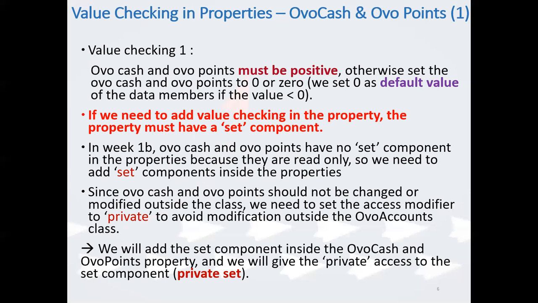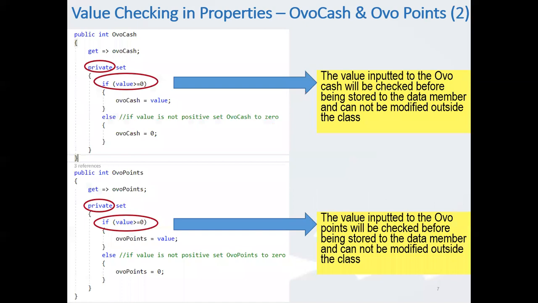How to avoid that? Well, we can avoid that by simply adding private. As I mentioned many times, private means that the method, property, or data member labeled with private is only accessible within the class. It is not accessible outside the class. So we can do that with our set property for this account cash and account points. So this is the implementation.